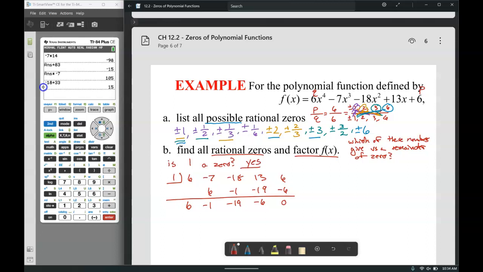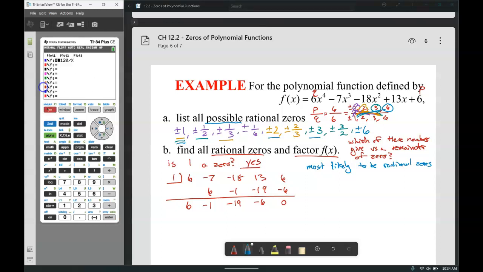Great. Well, guessing and checking can take a long time. So a much more efficient way to do it is we're going to use our graphing calculator to look at the graph and estimate which ones are most likely to be rational zeros.